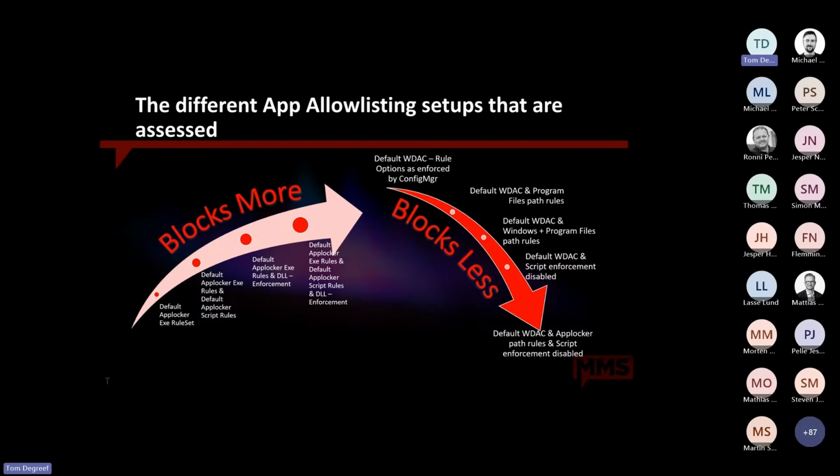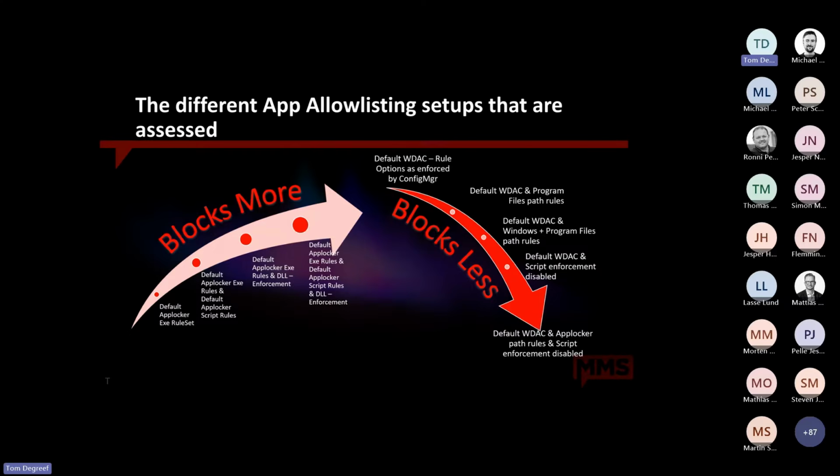And then obviously the biggest blocking scenario in Applocker would be enforcing all of these together. So default Applocker rules, enforce scripts, and enforce DLL. So each of the rule options you enable gives you more security in an Applocker scenario.